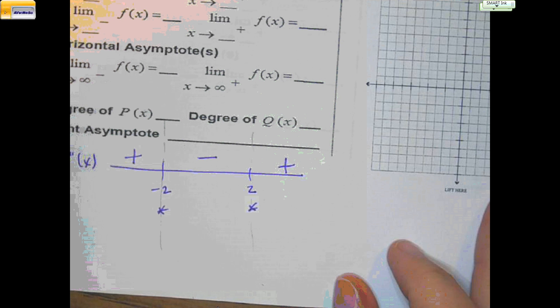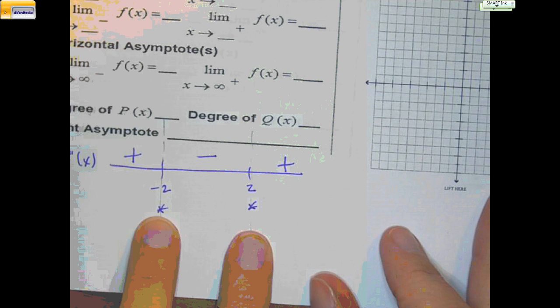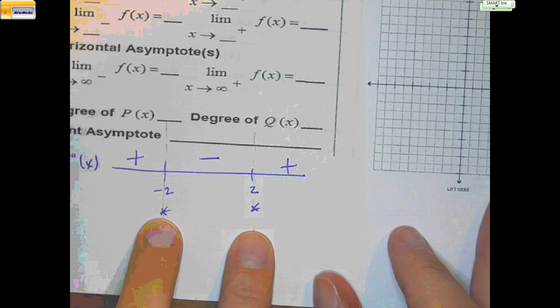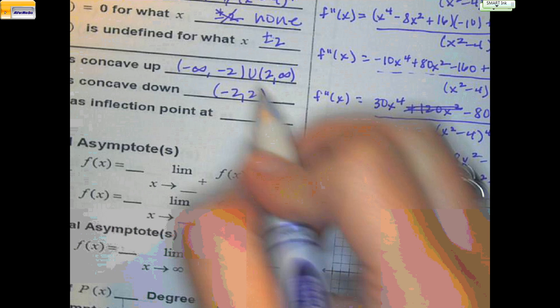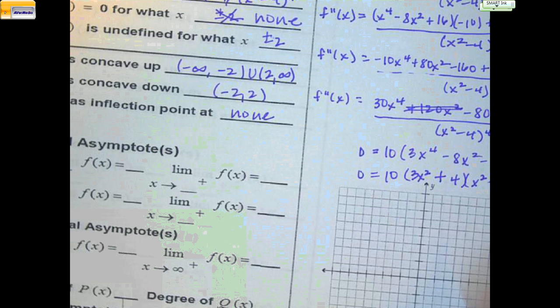It looks like the concavity changes, but what's my problem with these two? Those are actually asymptotes, so there's not a point there. So we do not have inflection points. Vertical asymptotes, I literally just said we have asymptotes, so you know that those are asymptotes. And we know that they are at +2 and -2.